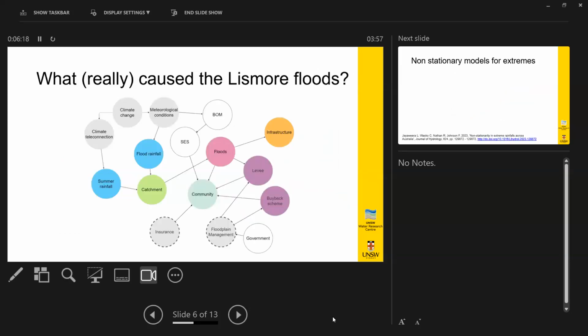But did rainfall really cause the floods in Lismore? And what I'd like to argue is that it's not actually just that rainfall event, but it's all of the other parts of things that are happening across the catchment that affect flood outcomes and the impacts from any particular hazard, in this case, the rainfall.